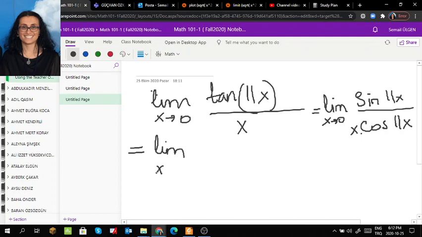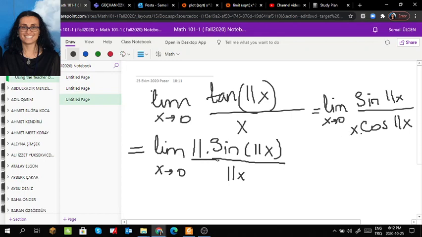Limit as x approaches 0. Okay. Sine 11x. So what I'm going to do is I'm going to write 11x here in front of this x, but I'm going to multiply with 11 as well. Okay? I multiply and divide with 11 so that the value doesn't change. Times 1 over cosine 11x.